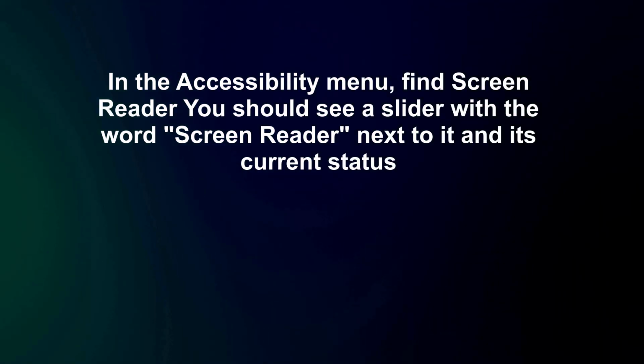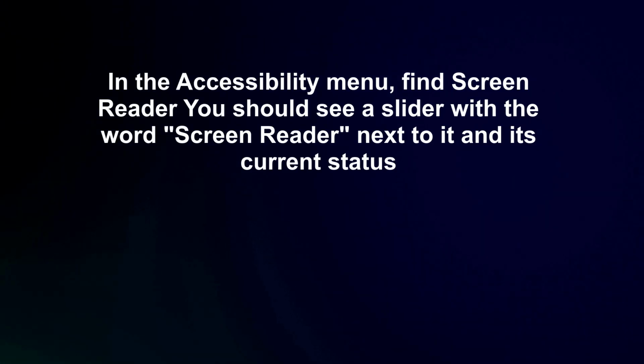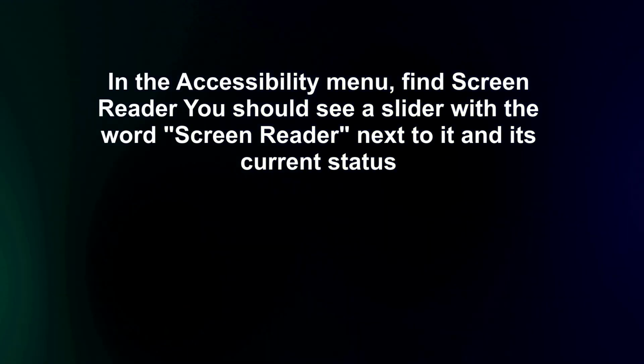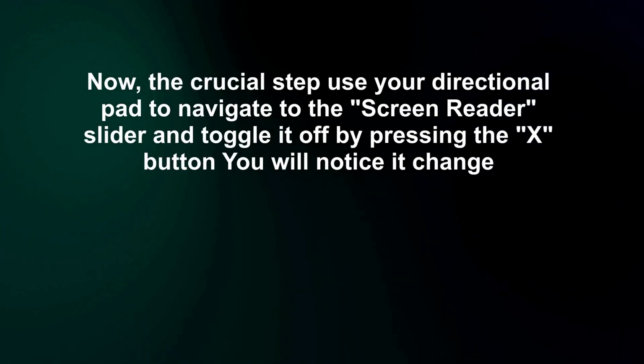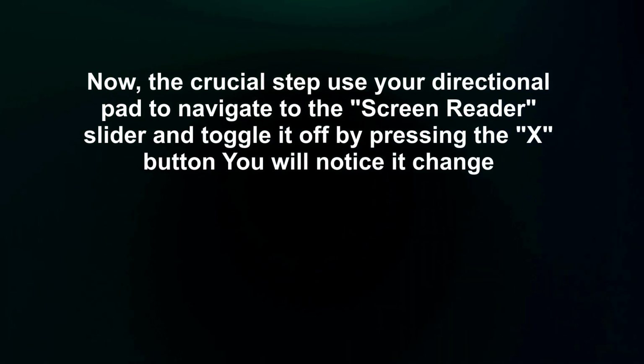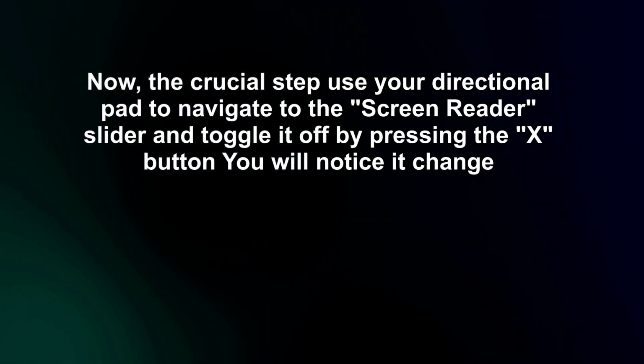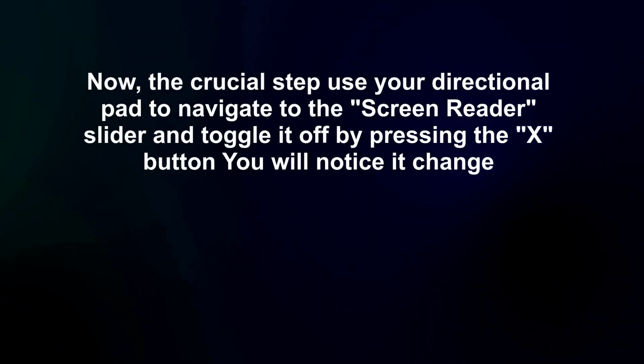In the accessibility menu, find screen reader. You should see a slider with the word screen reader next to it and its current status. Now, the crucial step: use your directional pad to navigate to the screen reader slider and toggle it off by pressing the X button. You will notice it change.